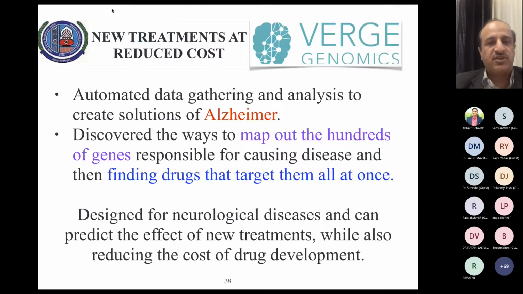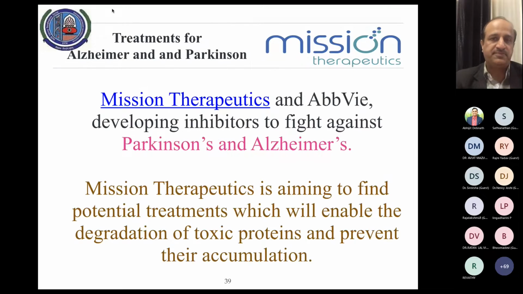Another company, Verge Genomics, works with automated data gathering and finds solutions for diseases like Alzheimer's. They map out hundreds of genes responsible for this disease and then find drugs which can target these genes at once. These are basically designed for neurological diseases and can predict new treatments, with the advantage of cost reduction in drug development.